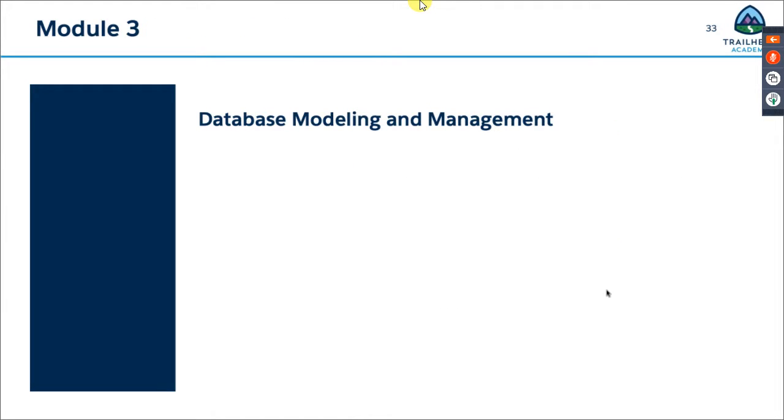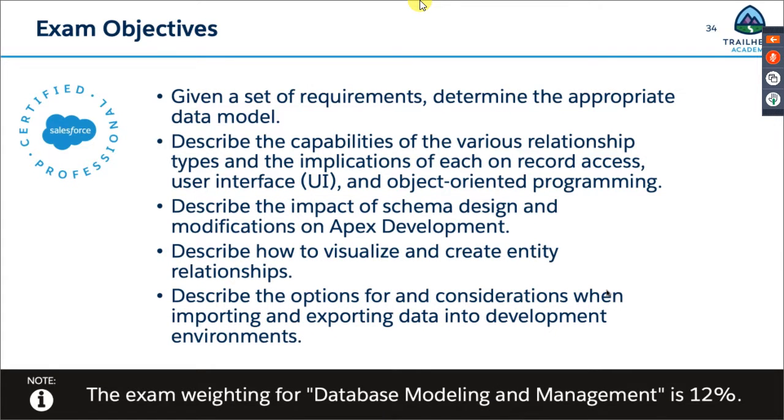Module 3 deals with database modeling and management. The exam objectives that we want to cover in this unit include: given a set of requirements, determine the appropriate data model. Should I create an object to store information about a contact, or Salesforce already has an object for that? Should I have a relationship? And if I do, which type? Should it be a lookup? Should it be a master-detail? What is the difference between those things?